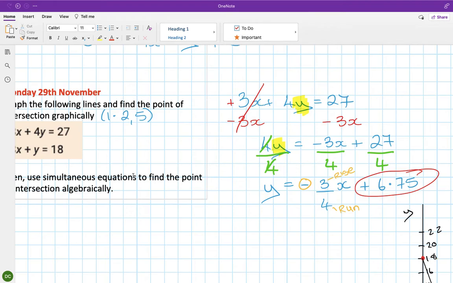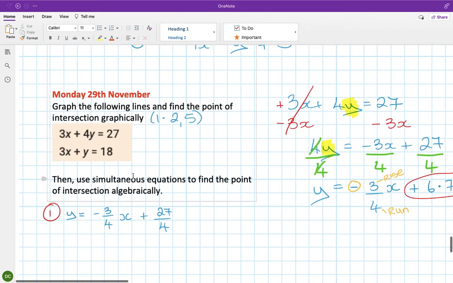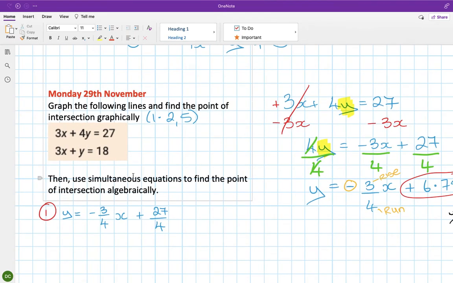So here it's y equals minus 3 over 4x plus 27 over 4, and I'm going to use the fraction version, not the decimal version. Right, that's the first one. And the second one was y equals minus 3x plus 18. So I'm going to write that down. Y equals minus 3x plus 18. Is that okay?